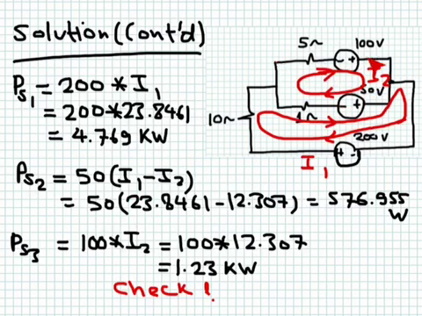Okay, so this source also supplies power from left to right, and the power supplied is 100 multiplying I2. There is only I2 in this branch, while in this branch, we have I2 and I1. So this is 100 I2, you multiply by 12.307, you get 1.23 kilowatts. Now, after you solve the problem, you should do a check to make sure that your answer is correct.